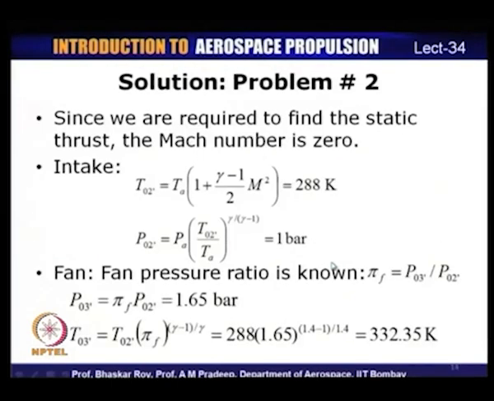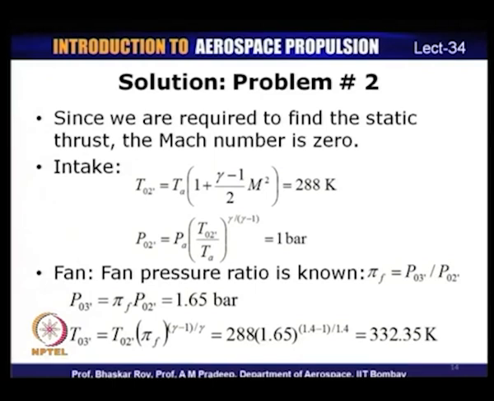So, we will begin the cycle analysis by calculating properties across the intake, and since the Mach number here is 0, because we are required to find the static thrust, that means Mach number is 0. So, the intake exit properties will be the same as the ambient conditions. So, intake exit stagnation temperature T naught 2 prime is equal to ambient stagnation temperature, which is 288 Kelvin, and P 02 prime is equal to 1 bar.